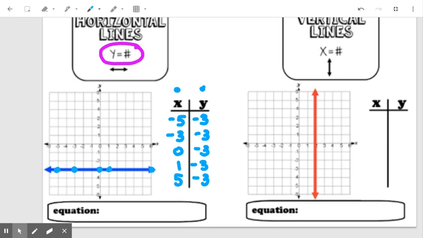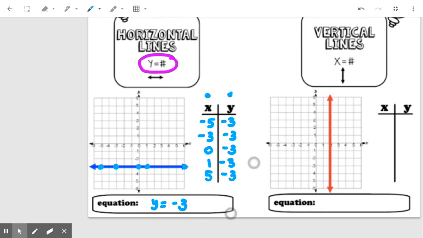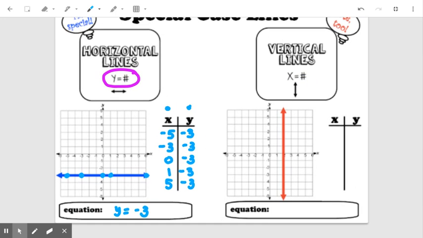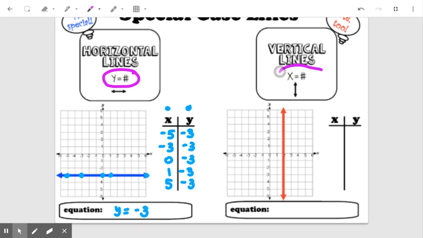So because the x does not matter, and the y has to be -3, the equation of this line is just y equals -3. So when we're talking about horizontal lines, those equations are always y equals a number, whatever number happens to be in the y value of the table. Now, vertical lines are always x equals a number.